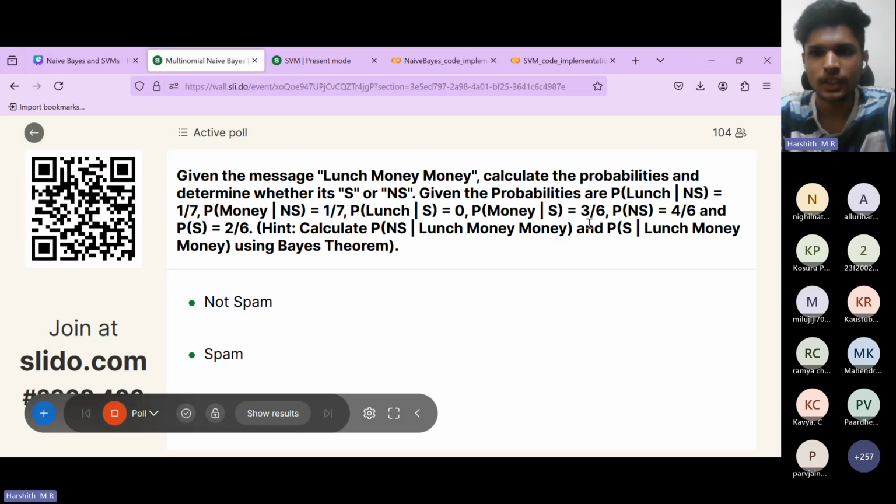I'll give you guys the expression if you're not able to get what the final expression is. The final expression for the not spam probability would be this probability times this probability, the whole square. Money is present twice in the message. You guys have to notice that one. And times probability of not spam. This would give you the not spam probability, which would give you this whole probability. And for spam, you do the respective terms again, you'll get this probability.